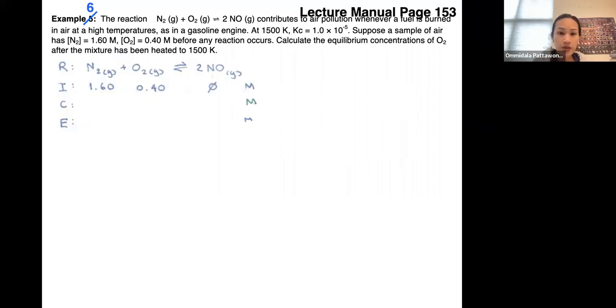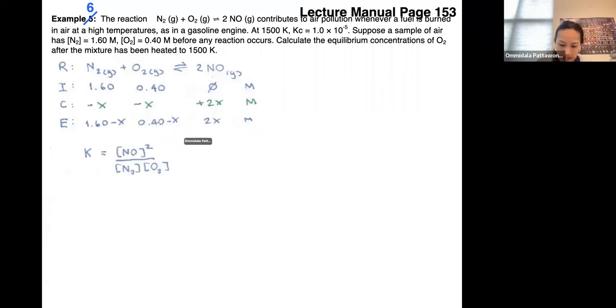Therefore, in this case, we're going to assume the product equal to 0. So that means the change of the product would be positive and the change of the reactant would be negative. The equilibrium would be the summation of initial and change. Now we want to find the concentration at equilibrium of oxygen, so in this case, we want to find out what this is.